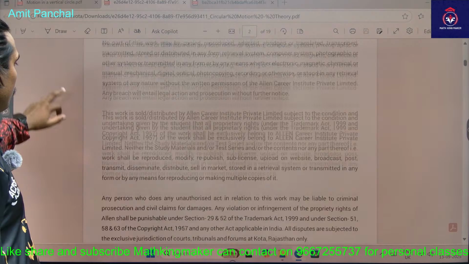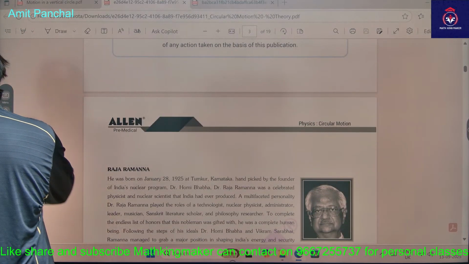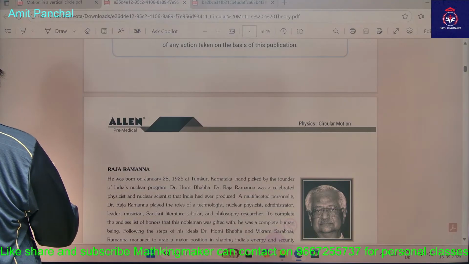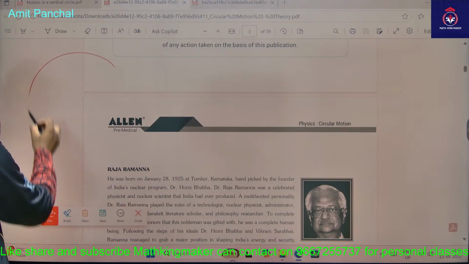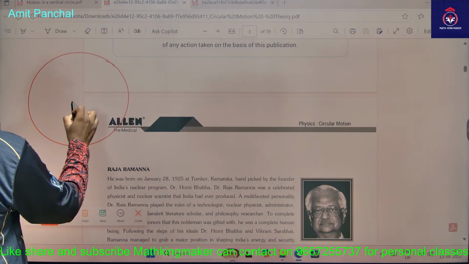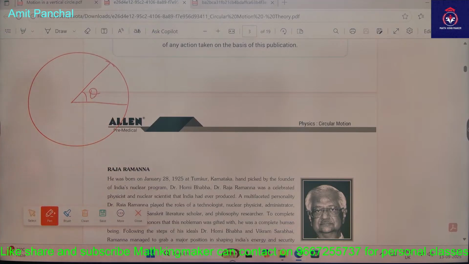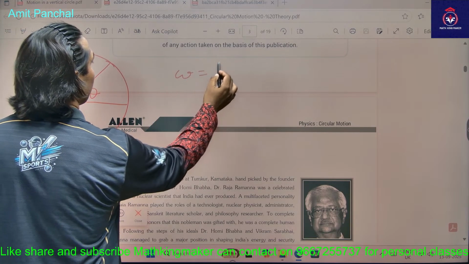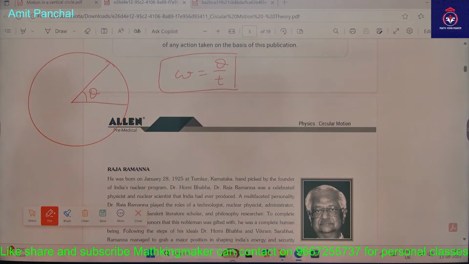We didn't cover angular displacement. Angular displacement is that very basic thing. If you are in circular motion, theta is the angular displacement. And omega is theta by t. Angular velocity is angular displacement upon time.